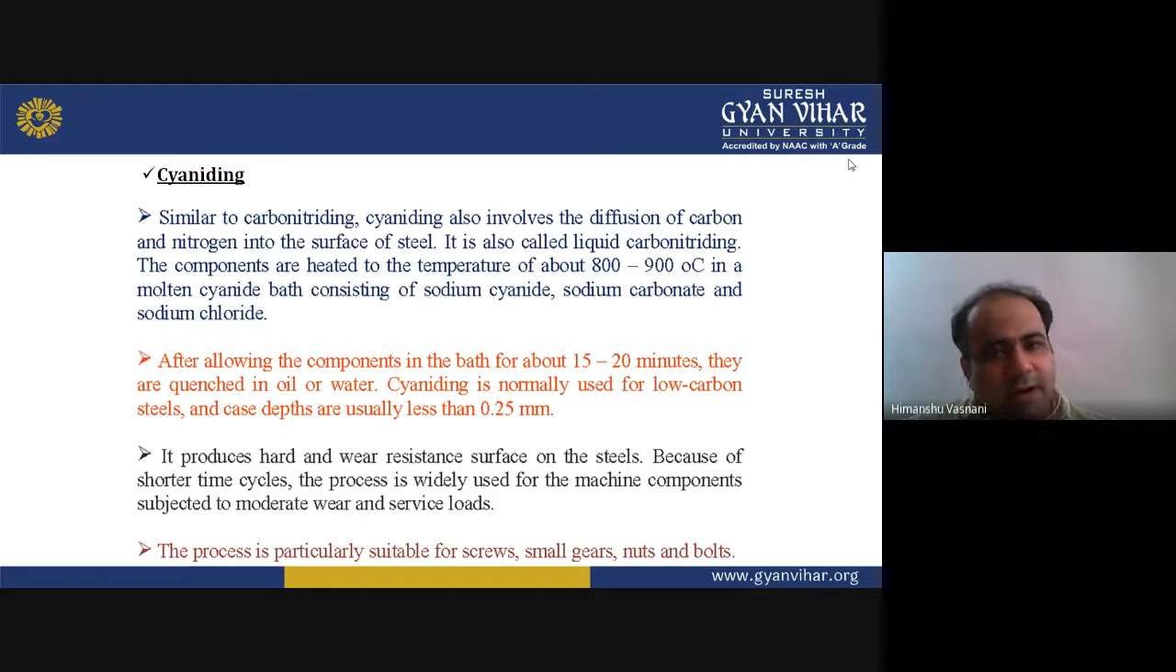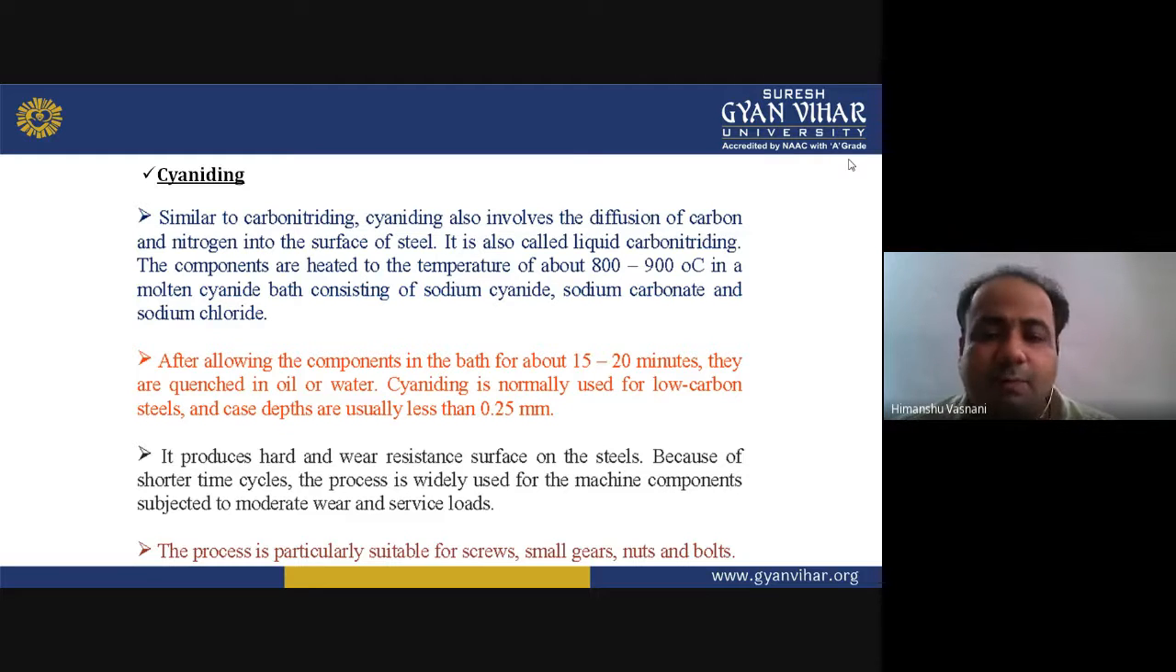Similar to carbonitriding, cyaniding also involves the diffusion of carbon and nitrogen into the surface of the steel. It is also called liquid carbonitriding. The components are heated to a temperature of about 800 to 900 degrees centigrade in a molten cyanide bath consisting of sodium cyanide, sodium carbonate, and sodium chloride.